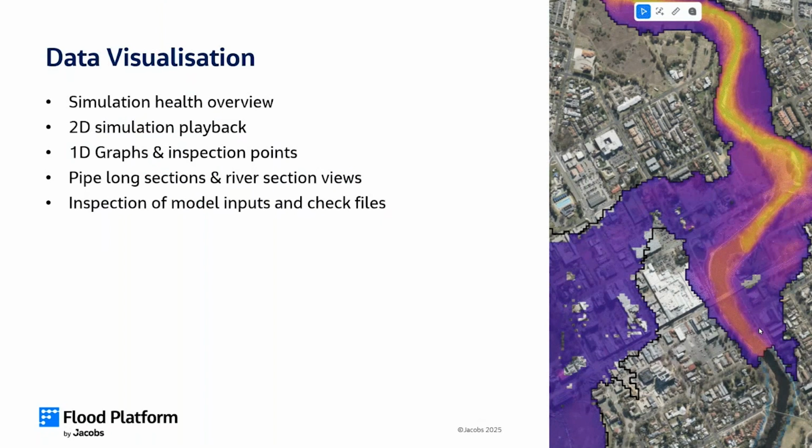It's not intended to replace QGIS or your other tools that you're using today if you're a modeler, but to help for non-modelers. So things that you can do there, you've got the simulation health overview, which is super powerful to make sure that your models are healthy. We've got 2D simulation playback. We can graph and pull inspection point results. You get pipe long sections and river cross section views, and you can inspect the model inputs and the check files as well.